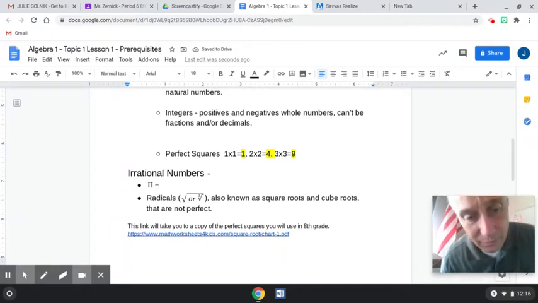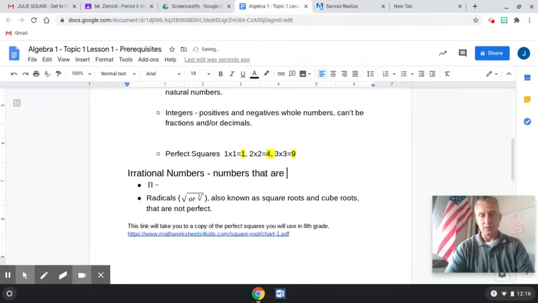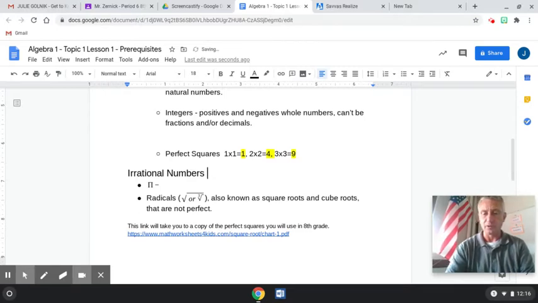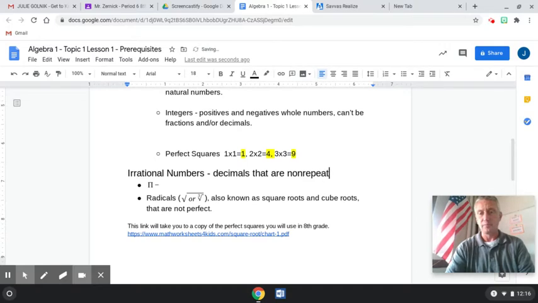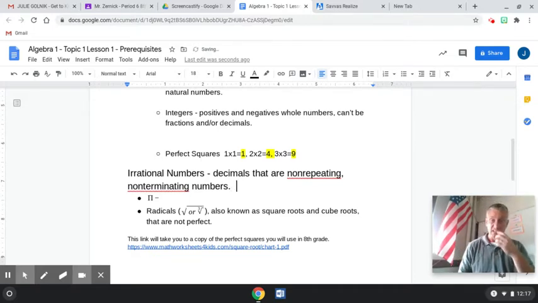Okay, irrational numbers are the other category that you are going to see a lot in 8th grade. Irrational numbers are decimals that are non-repeating, so they don't repeat. Non-terminating, which means they never stop. I'm sorry if you're typing along with me, guys. I apologize. I'm new at this too. Okay, and they will never ever stop.